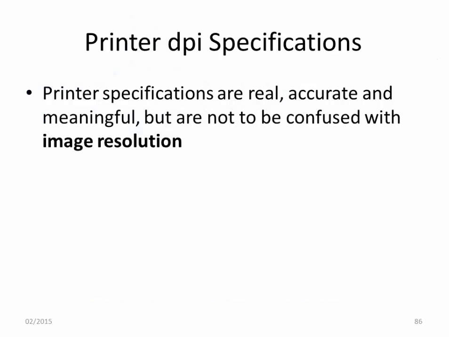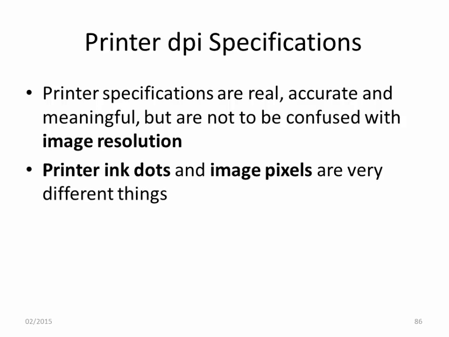So when you're looking at a printer, the numbers are accurate, they're real, they're specific, but the dots per inch that the printer says it can do shouldn't be confused with image resolution. That's just how close the printer can spray its black and white or colored dots around. It doesn't necessarily translate into the resolution of the image when it finally gets rendered on the page.